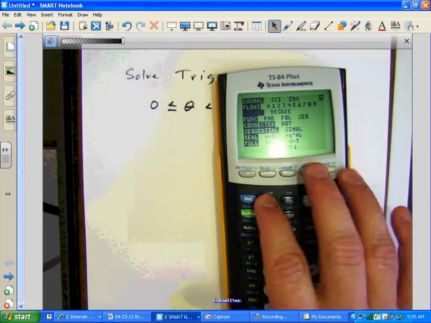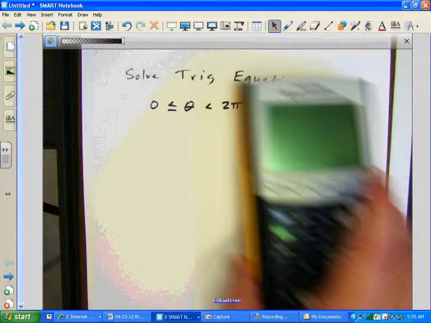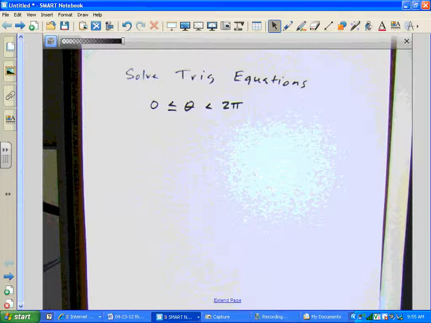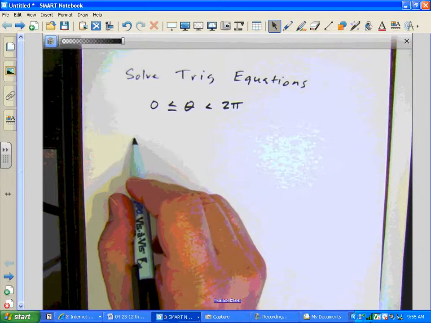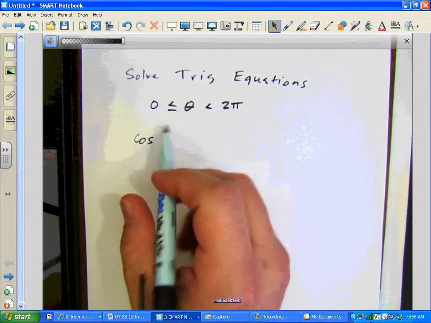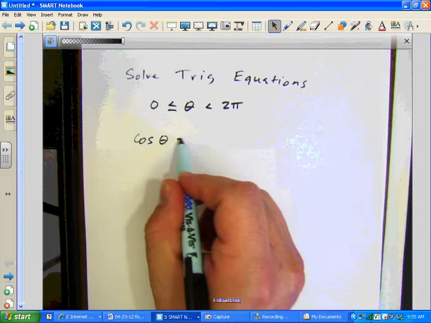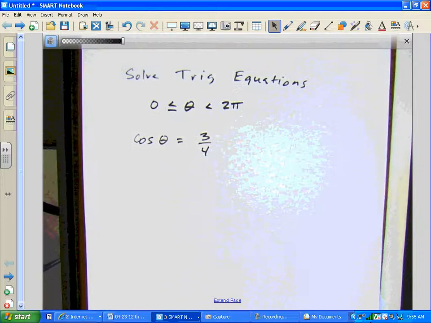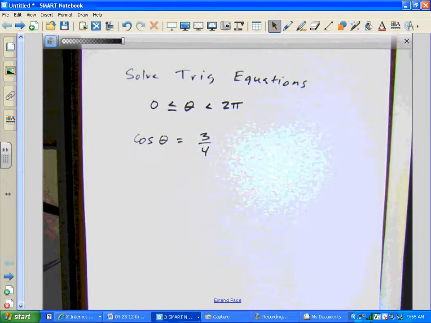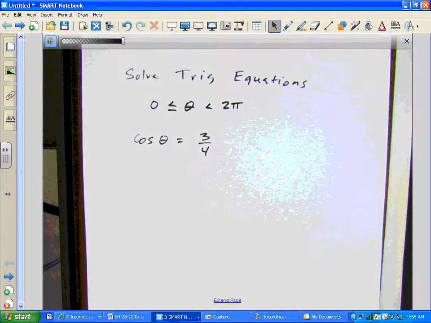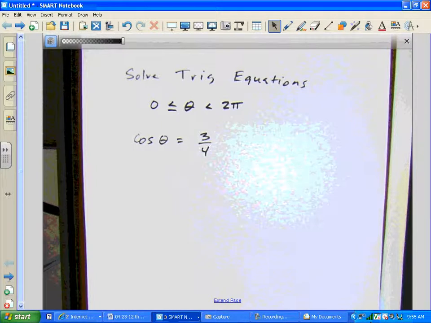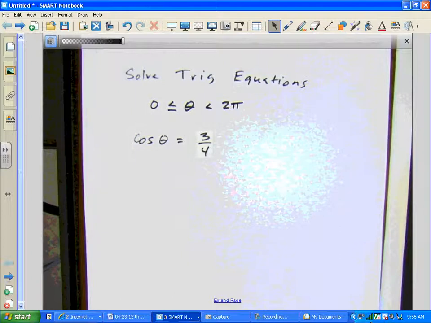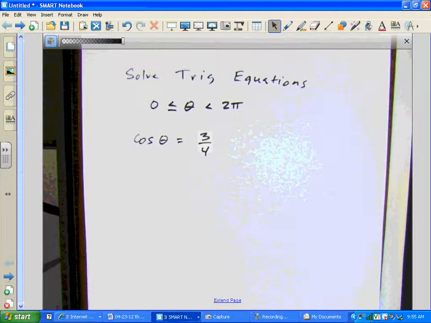Now, let's look at an example of a trig equation, one that we would solve with a calculator. Let's start with this one: cosine of theta equals 3/4. Here's the thing. The calculator is going to give me a really nice, easy answer to find. But we're actually going to have two solutions, and one of those solutions is going to be kind of difficult to get. You're going to have to do a lot of work with it.